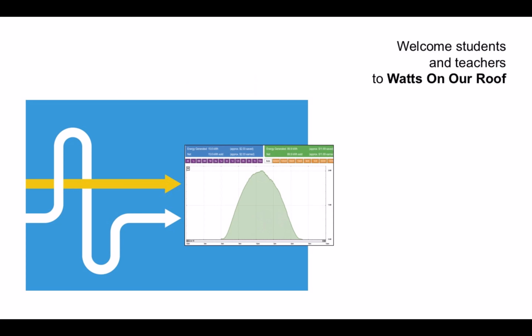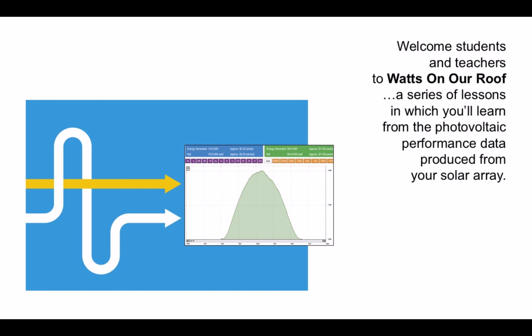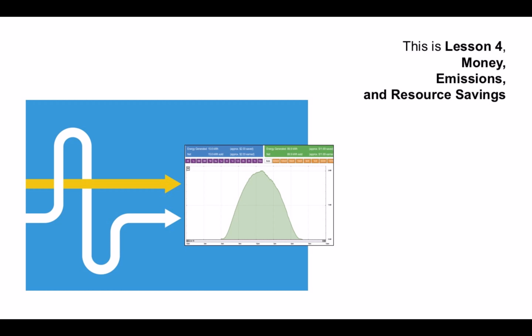Welcome students and teachers to Watts on Our Roof, a series of lessons in which you'll learn from the photovoltaic performance data produced from your solar array. This is Lesson 4, Money, Emissions, and Resource Savings.